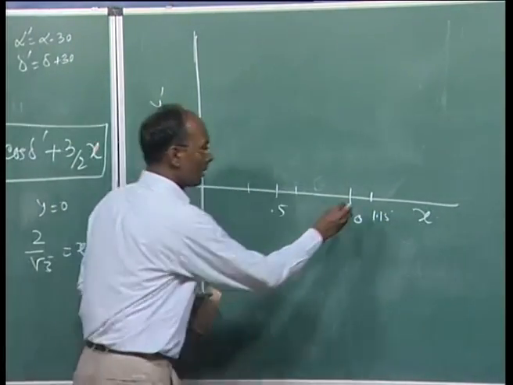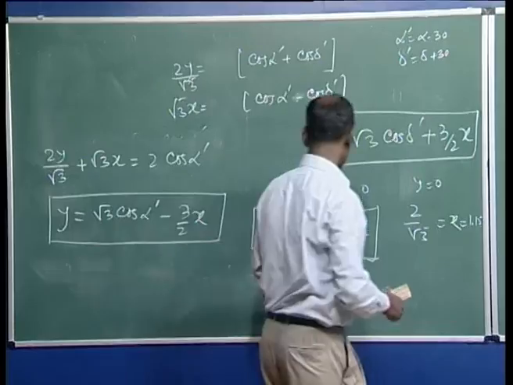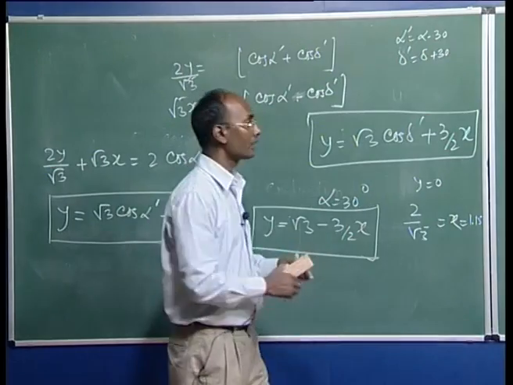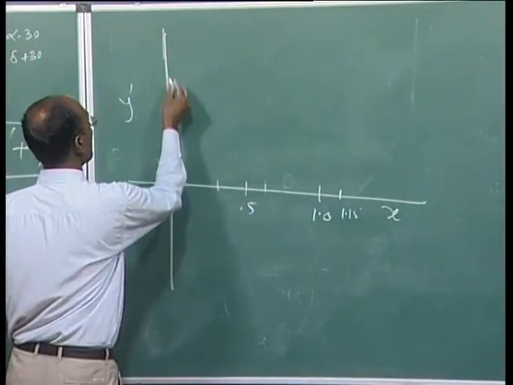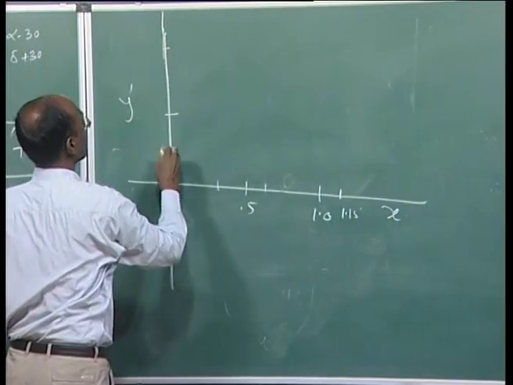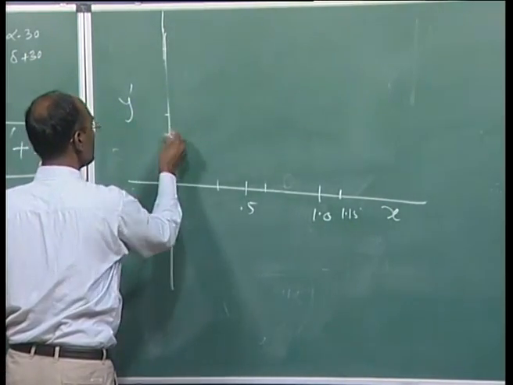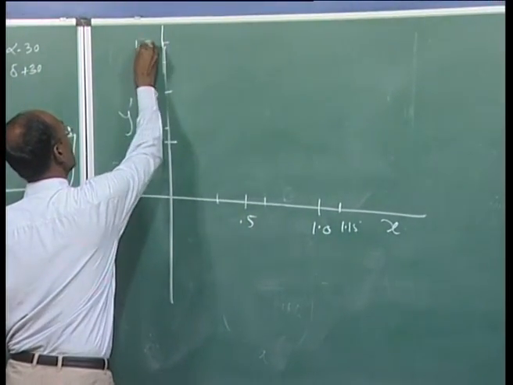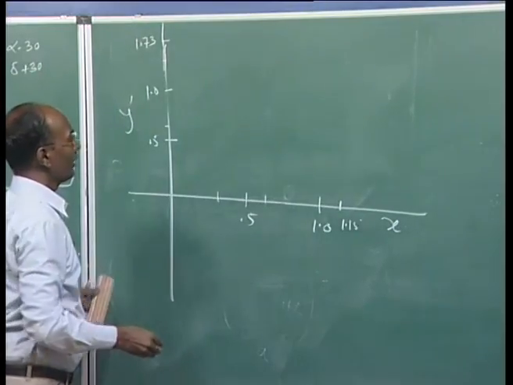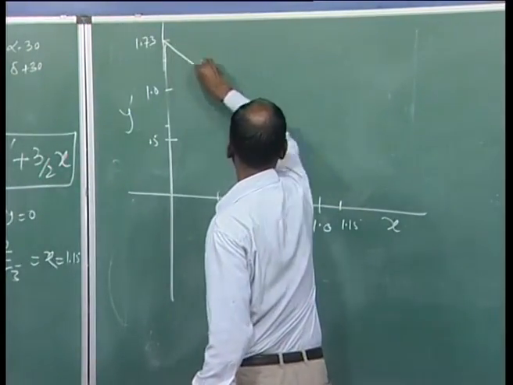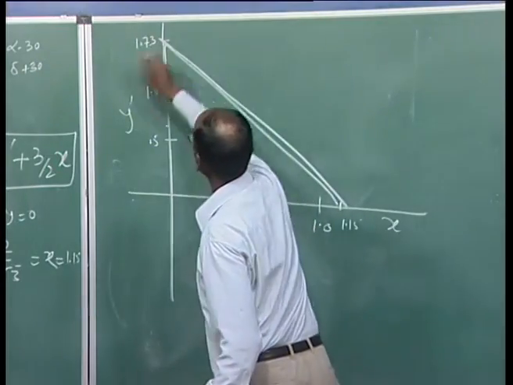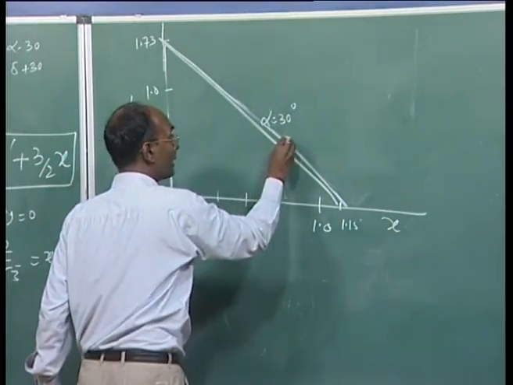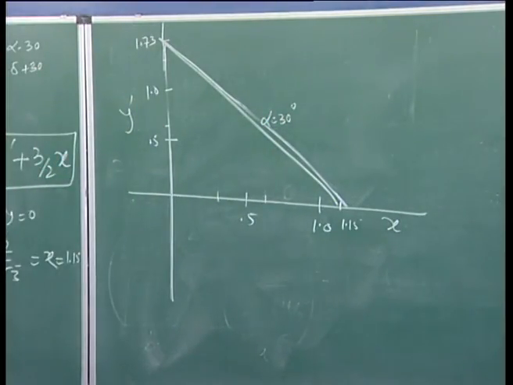Now, if we go to the other side, when x is 0, we are getting root 3. This is 0.5, here it is 1, here it is 1.73 or something. So we are getting the expression here, that is alpha equal to 30 degree corresponding to u greater than 60.